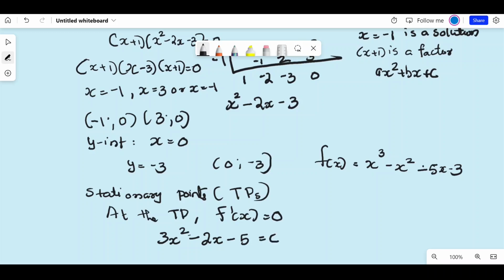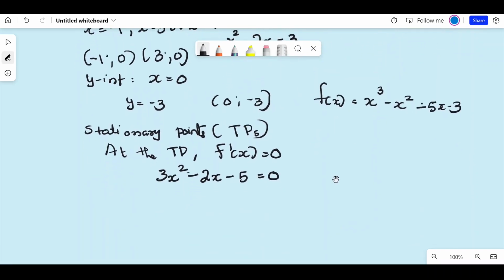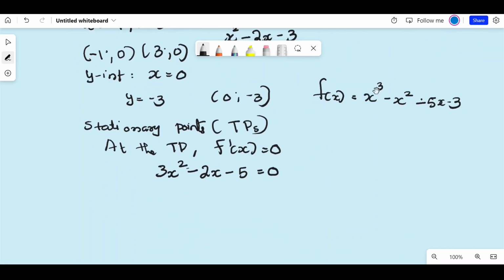Remember, we are using the rules of differentiation to find the derivative here. For x cube, the derivative is 3x square by the rule. For x square, the derivative is 2x. The derivative of minus 5x is minus 5. The derivative of the constant part is 0. So that is the derivative of f(x).